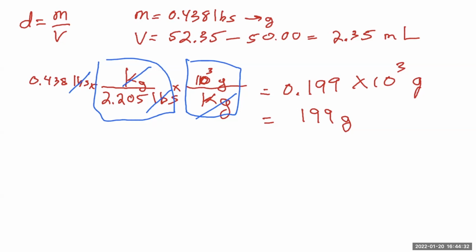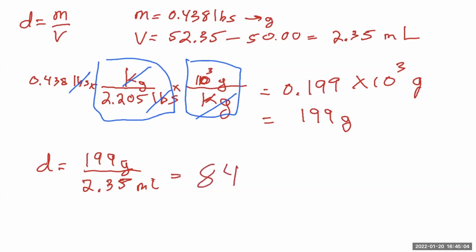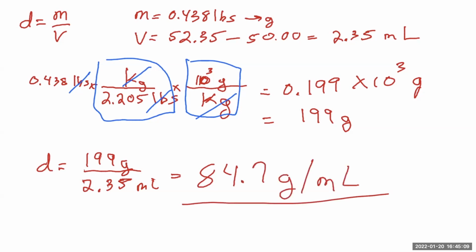Okay, so density equals mass, which is 199 grams, because we want it in grams per milliliter, over a volume of 2.35 milliliters. Again, get our calculator out: 199 divided by 2.35 is equal to 84.7 grams per milliliter. That's the density of the arrowhead.